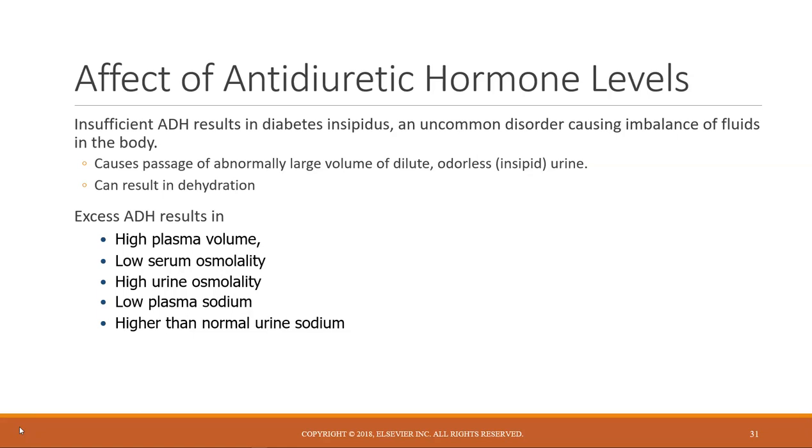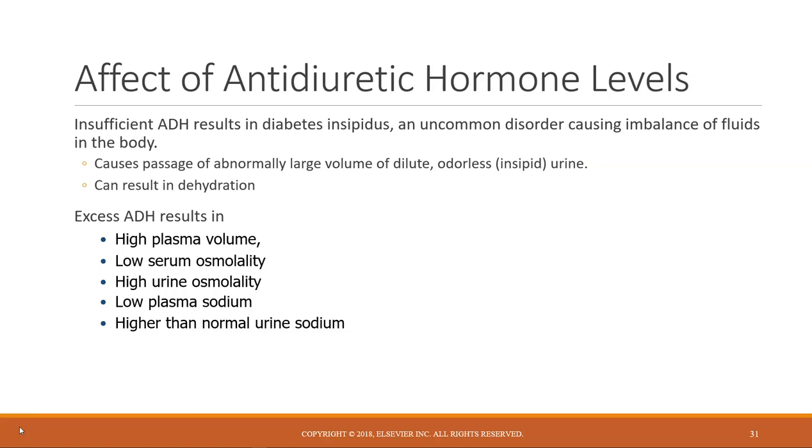Insufficient ADH results in diabetes insipidus, an uncommon disorder causing imbalance of fluids in the body. And this causes passage of abnormally large volumes of dilute, odorless, or insipid urine. And this can result in dehydration. Excess ADH results in high plasma volume, low serum osmolality, and high urine osmolality.